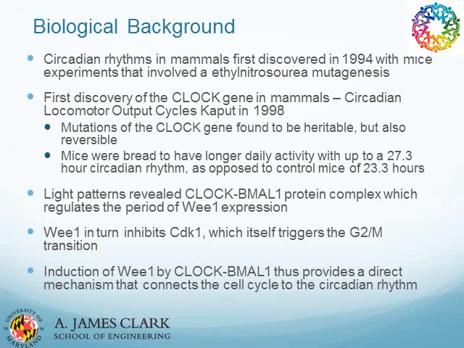What was interesting in that same study is that mutations of this clock gene were found to be heritable, but also reversible. So they had mice that they bred to have longer daily activity, up to a 27.5-hour circadian rhythm, as opposed to control mice, which for some reason have less than a 24-hour average circadian rhythm, at 23.3 hours. They also subjected mice to jet lag, and they saw that it naturally resets after 8 whole days of being in the new time zone and the new light cycles.